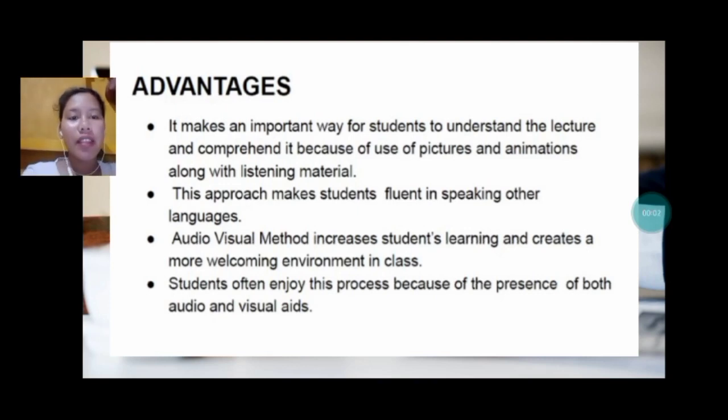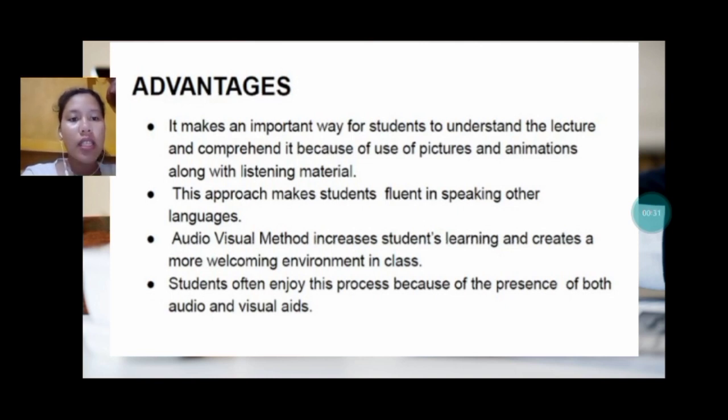There are advantages and disadvantages of this method in teaching ELT. First is the advantages of this method. It makes an important way for students to understand the lecture and comprehend it because of use of pictures and animations along the listening material.